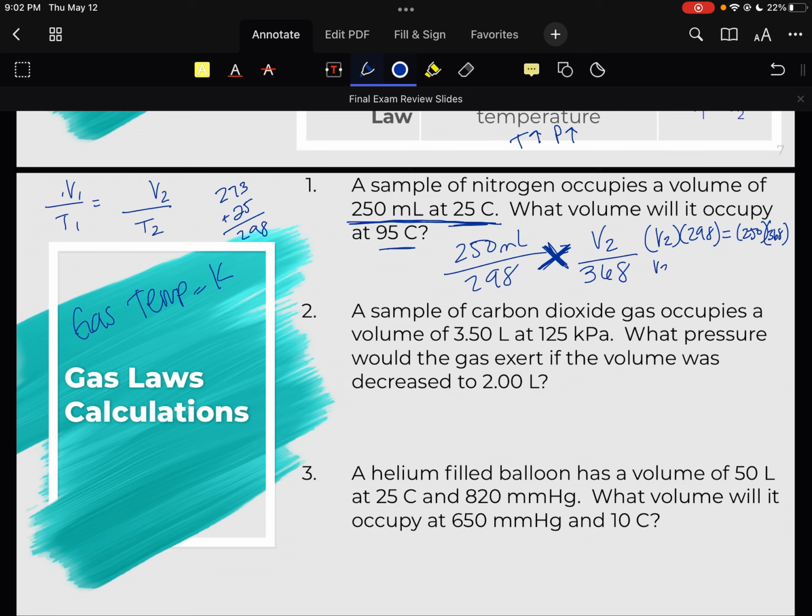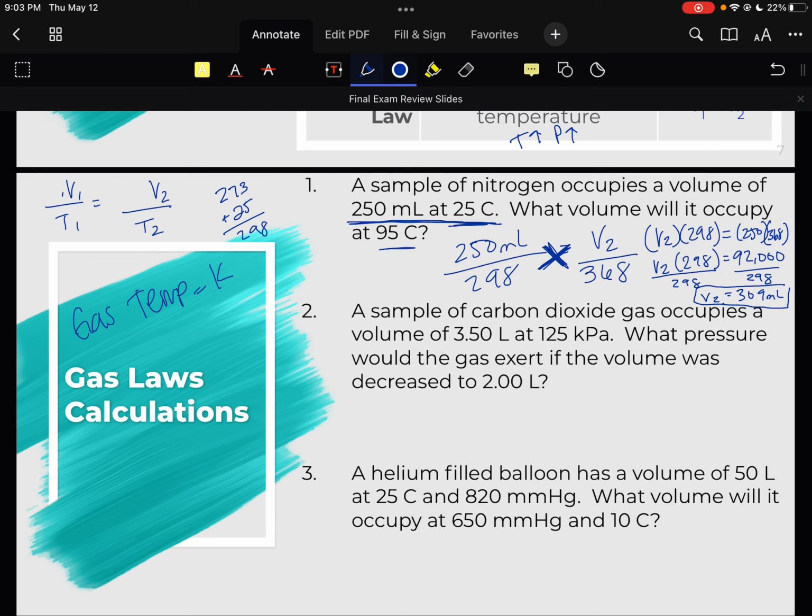Okay, so then I have V2 times 298, and that equals 92,000. So then I can divide by 298. So my final volume is 309. I'll round. Okay, so we can just plug in.